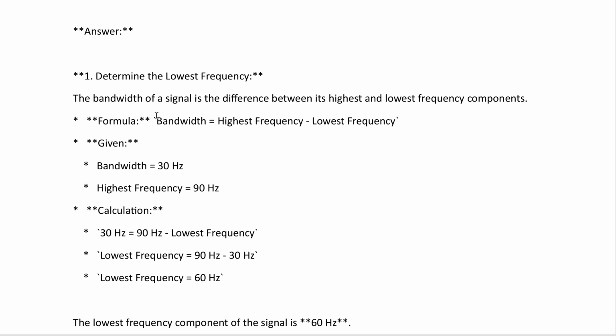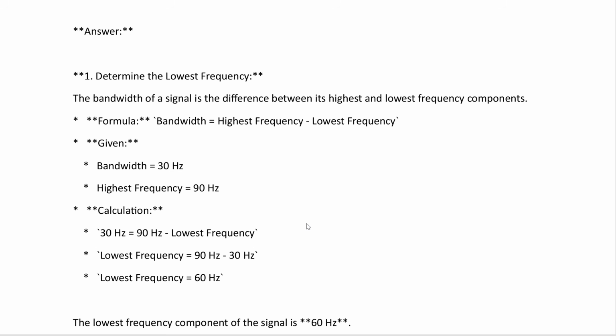So we want to determine the lowest frequency. The bandwidth of a signal is the difference between its highest and lowest frequency components. So the formula is bandwidth equals highest frequency minus lowest frequency. Bandwidth is given to us as 30 hertz. The highest frequency has also been given to us as 90 hertz. So we have to calculate the lowest frequency. Applying the formula: 30 hertz equals 90 hertz minus the lowest frequency. So the lowest frequency will be 90 minus 30, that is 60 hertz.